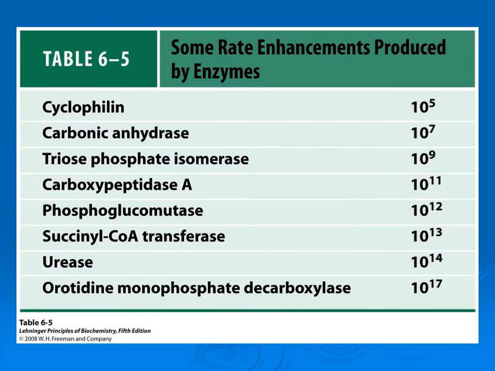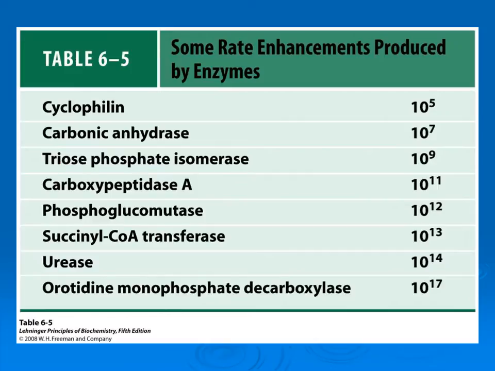Here are some examples of different rate enhancements. So you can see that you can get these quite enhanced. You're going to find out about some of these enzymes next semester in greater detail. We don't cover cyclophilin. We do cover carbonic anhydrase. In fact, we've already talked about it a little bit, in the sense that carbonic anhydrase is involved in the pH of your blood, right? Because it's one that actually converts bicarbonate and carbon dioxide. This is a big one.